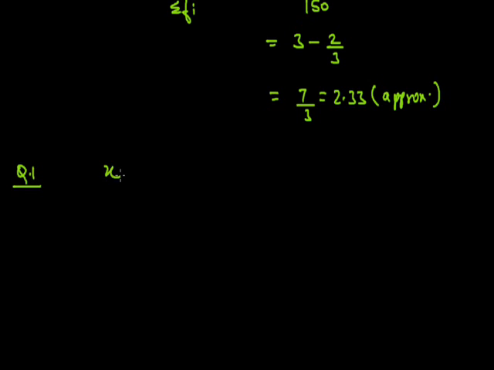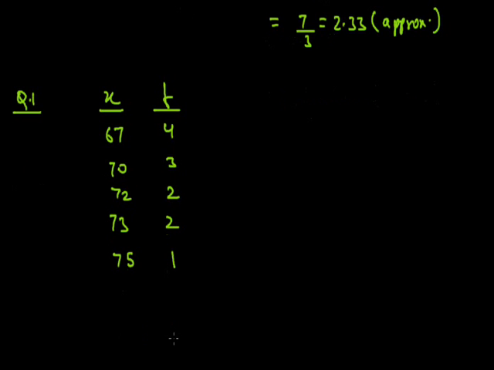Let's take a frequency distribution table, which has the observations 67, 70, 72, 73, 75, and accordingly the frequencies are 4, 3, 2, 2, 1. Now as you are seeing here, the observations are very large. So if you use the direct method here, that is, if you do x into f, you need to multiply 67 with 4, 70 with 3, 72 with 2, 73 with 2. So that will increase your calculation.